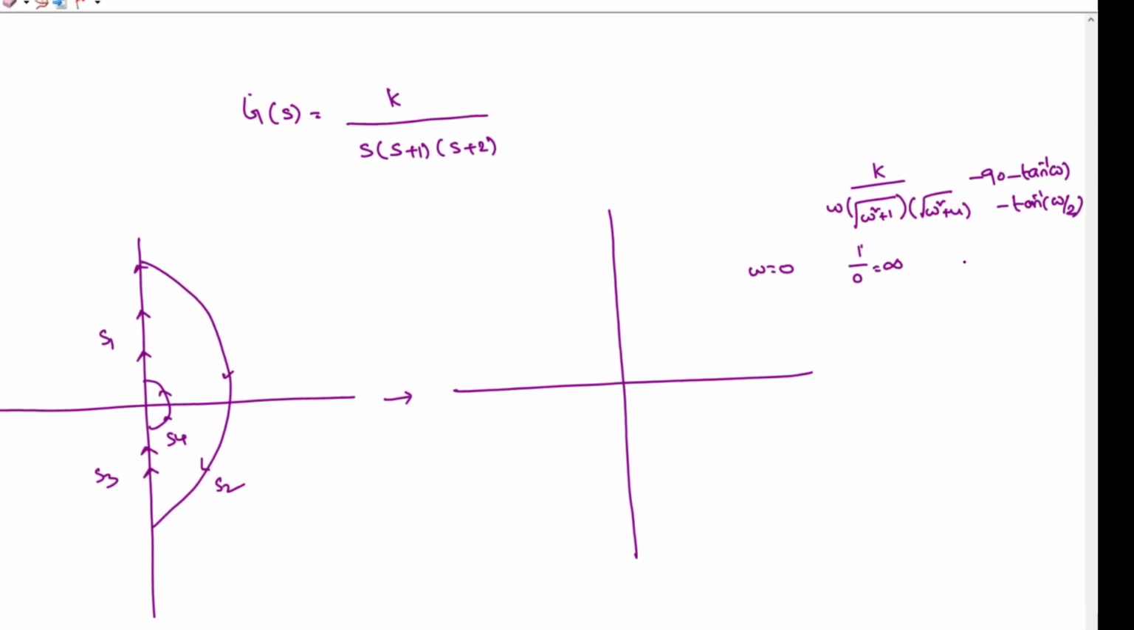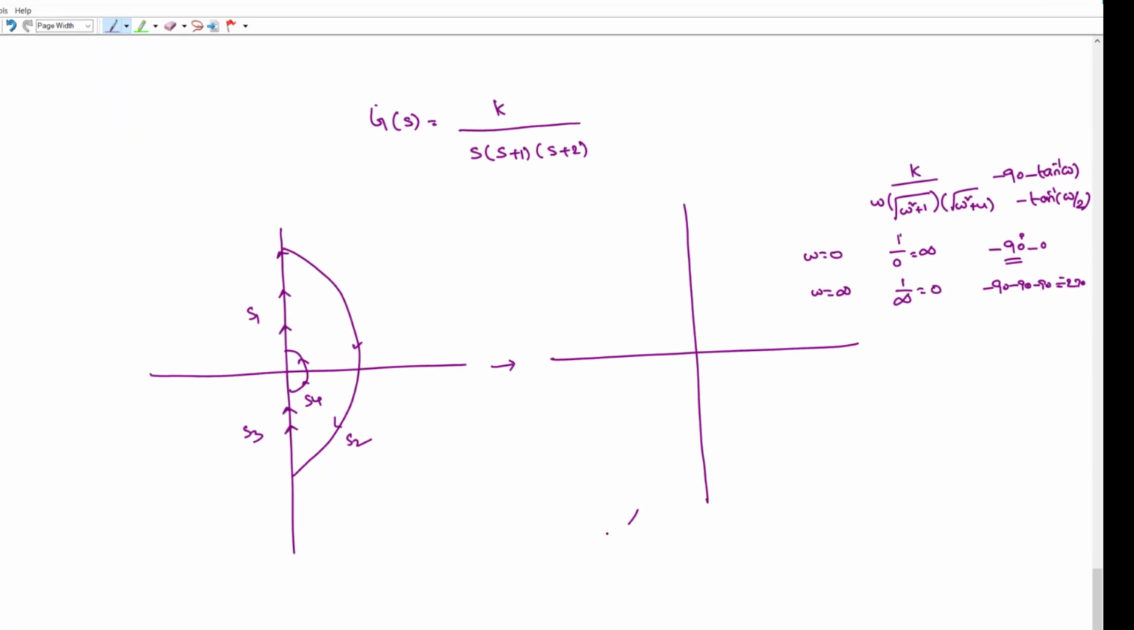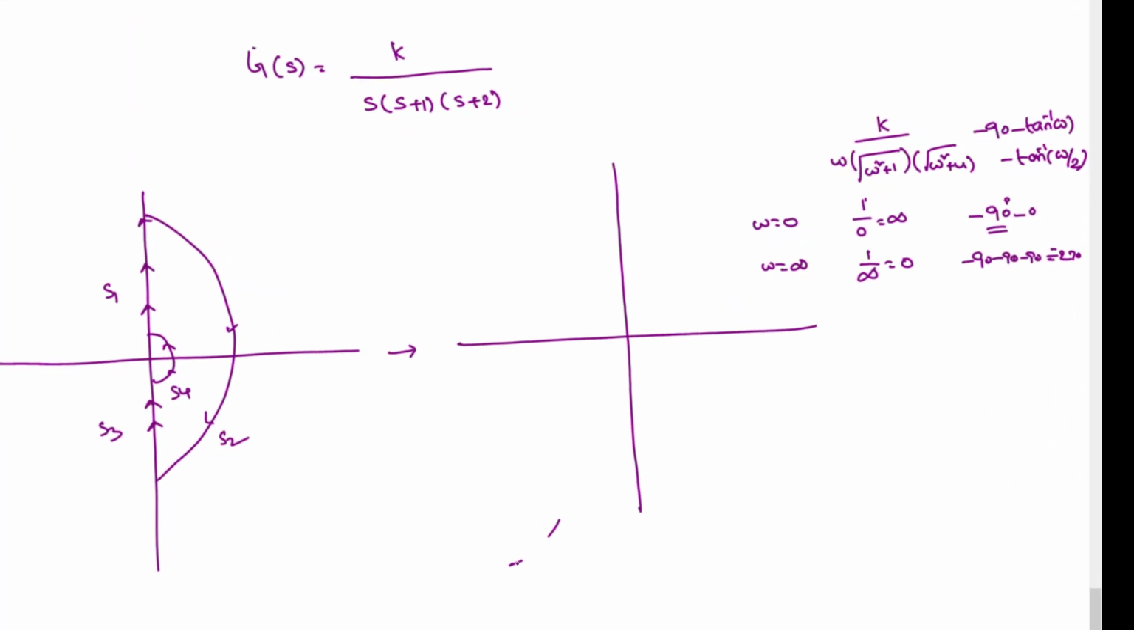Substituting ω = 0, K by 0 is infinity, and the phase is −90°, since the remaining terms are 0. When ω = infinity, the magnitude is 1 by infinity, which is 0, and the phase is −90 − 90 − 90 = −270°. Now we draw the plot that starts at infinity at −90 degrees and goes to 0 at −270°. That is how this plot is drawn. That is what we call S1.